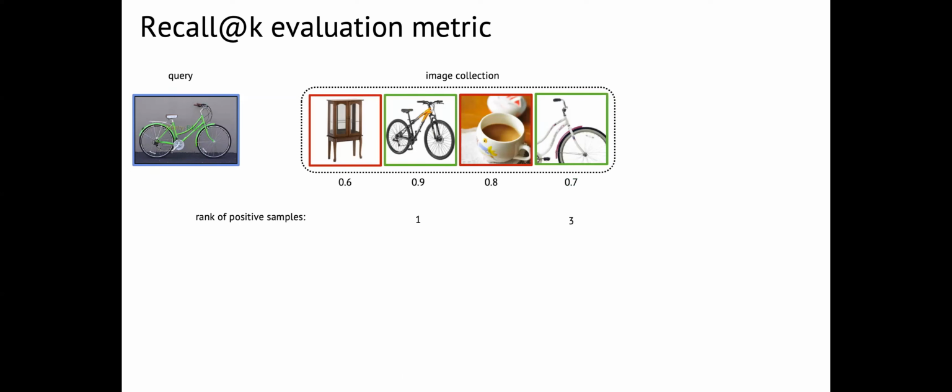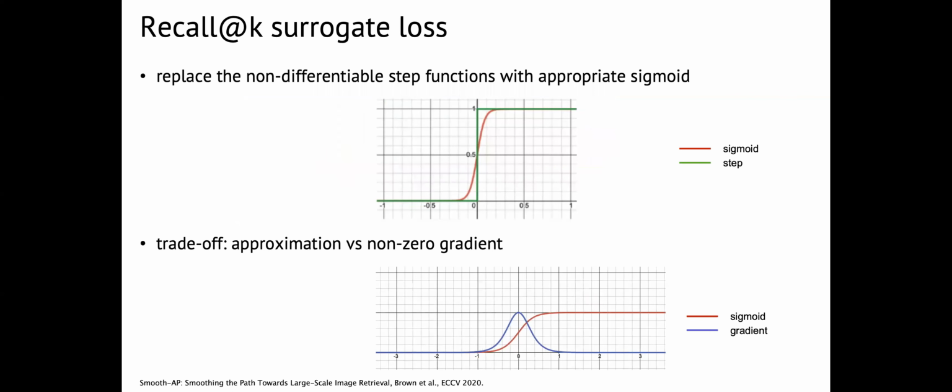We then subtract each rank of positives from the value of k. Let's say k is 2 for this case. We pass these differences to a step function, and the output indicates if the rank is lower than k or not. And we sum up these values to count the number of positives that have a rank lower than k. The ratio of this count over k is equal to the value of recall at k. Recall at k is non-differentiable due to the use of two step functions.